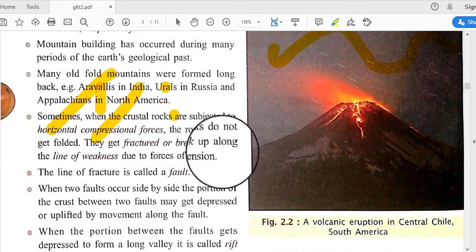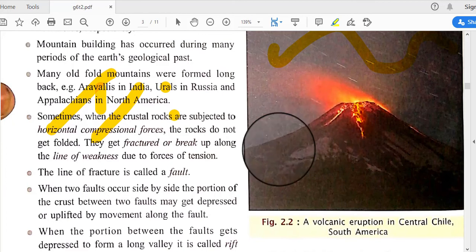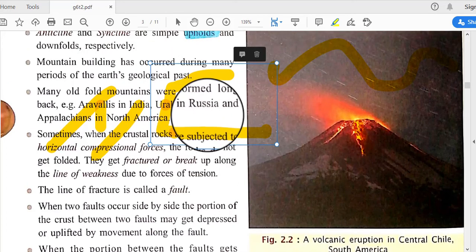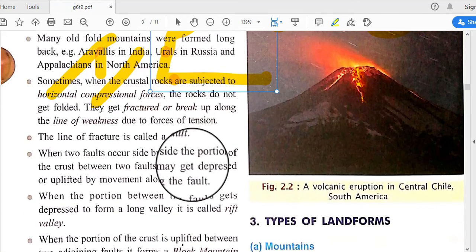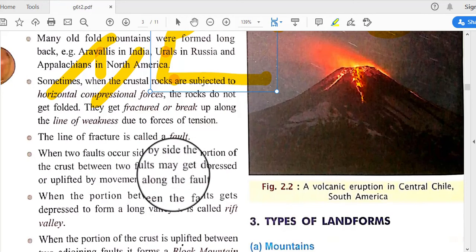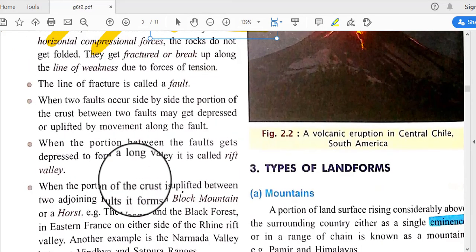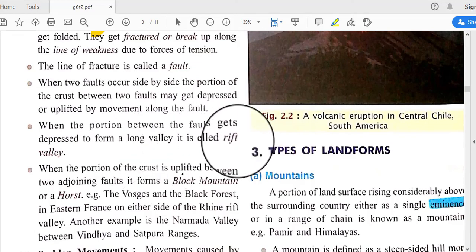Fault means crack. Like in the picture, if in a landform one crack occurs, then it is called a fault. And when two faults occur side by side, the portion of the crust between two faults may get depressed or uplifted by movement along the faults, and when the portion between the faults gets depressed to form a long valley, it is called a rift valley.